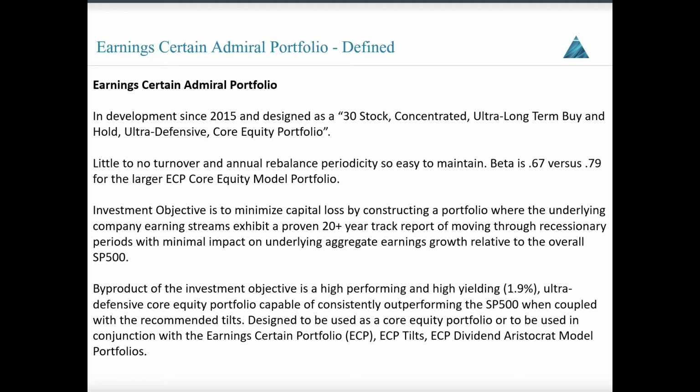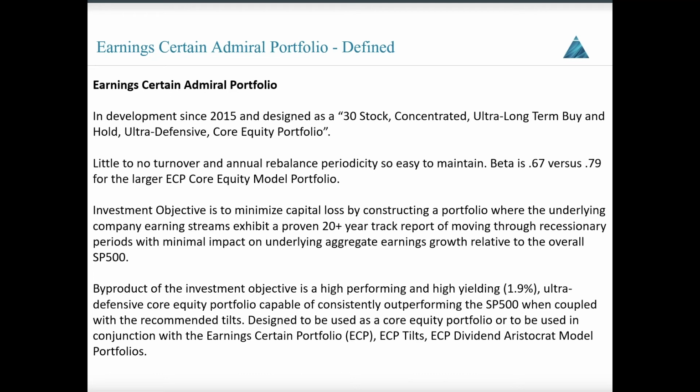So again, this portfolio is a 30 stock concentrated ultra long-term buy and hold, and it's ultra defensive. You can see that in the next line there. It's got a beta of 0.67 versus 0.79 for the larger ECP, or the larger core equity model portfolio. Okay, little to no turnover with an annual balance periodicity, so it's very easy to maintain. I will walk through the entire constructs of not only the earnings certain portfolio, but the Admiral as we move through the presentation. But I wanted to cover the investment objective very clearly.